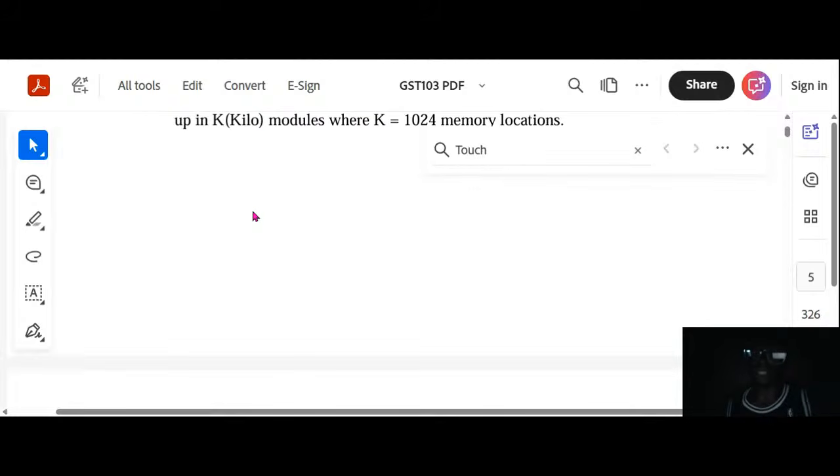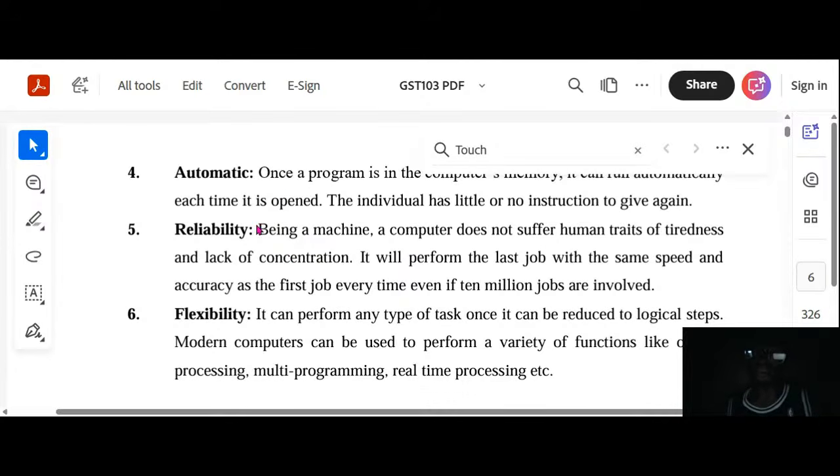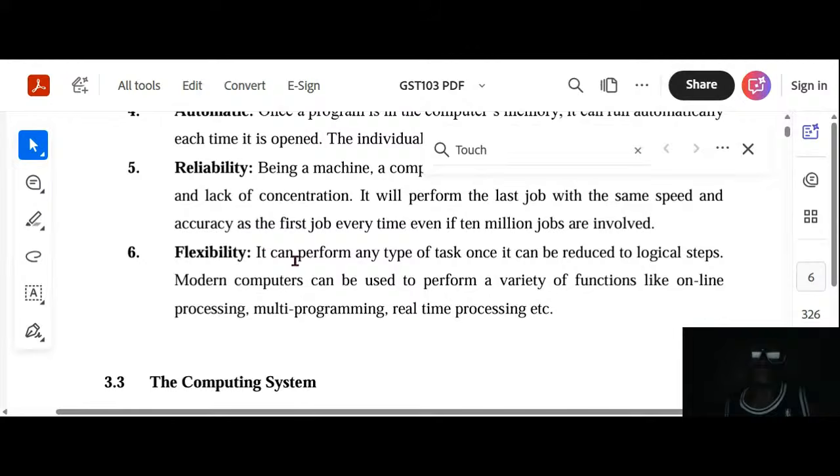The next one, which is another A, is automatic. Then the R is reliability, while the F is flexibility. Don't forget speed, accuracy, storage, automatic, reliability, and flexibility in case you are asked any one of them. I hope. Okay. All right. So you guys are having that.